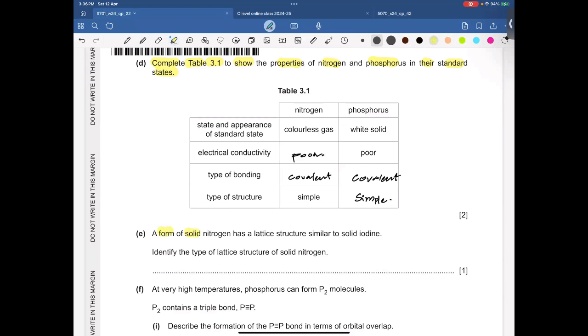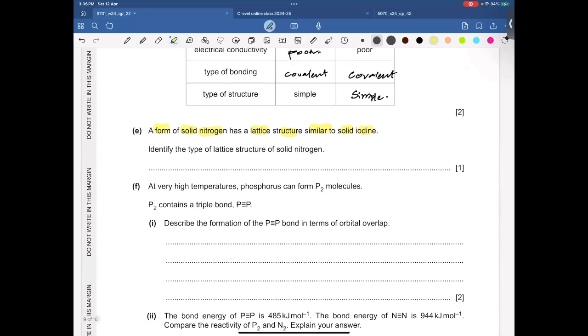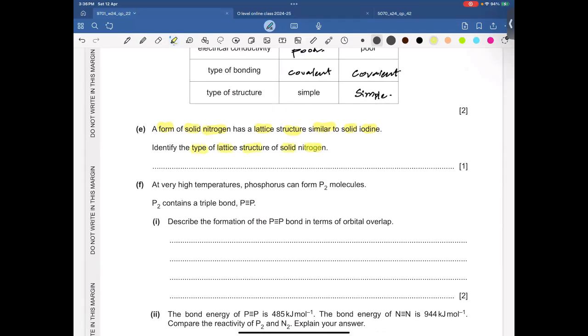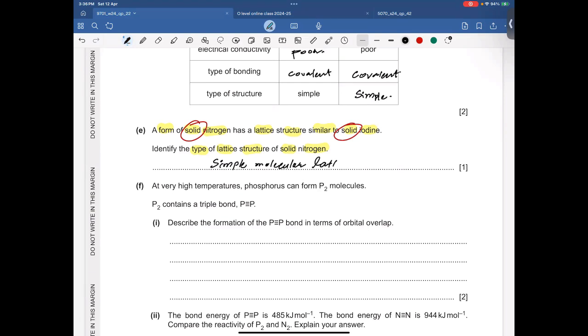A form of solid nitrogen has a lattice structure similar to solid iodine. Identify the type of structure of solid nitrogen. If solid iodine has a simple molecular structure, obviously solid nitrogen also has the same sort of structure, that is simple molecular. And obviously when we say solid, it exists in lattice form, right? So simple molecular lattice, arranged in a regular pattern because it is a solid state. In solids, particles are arranged regularly.